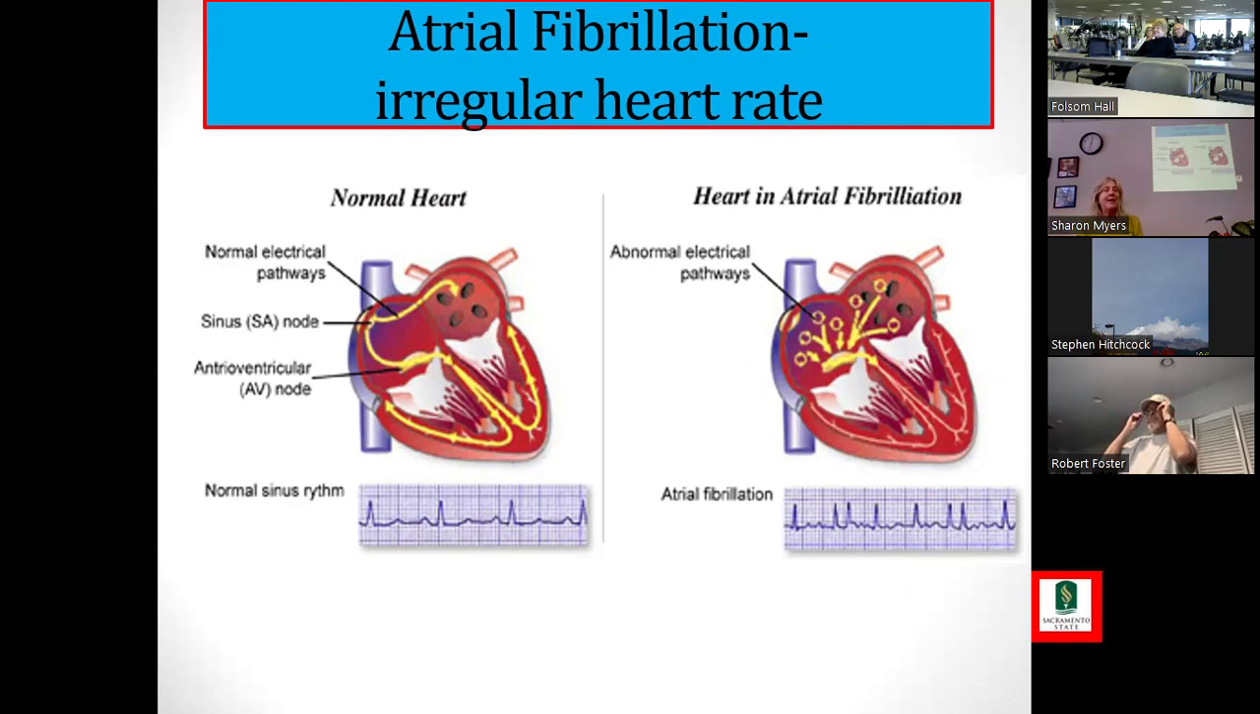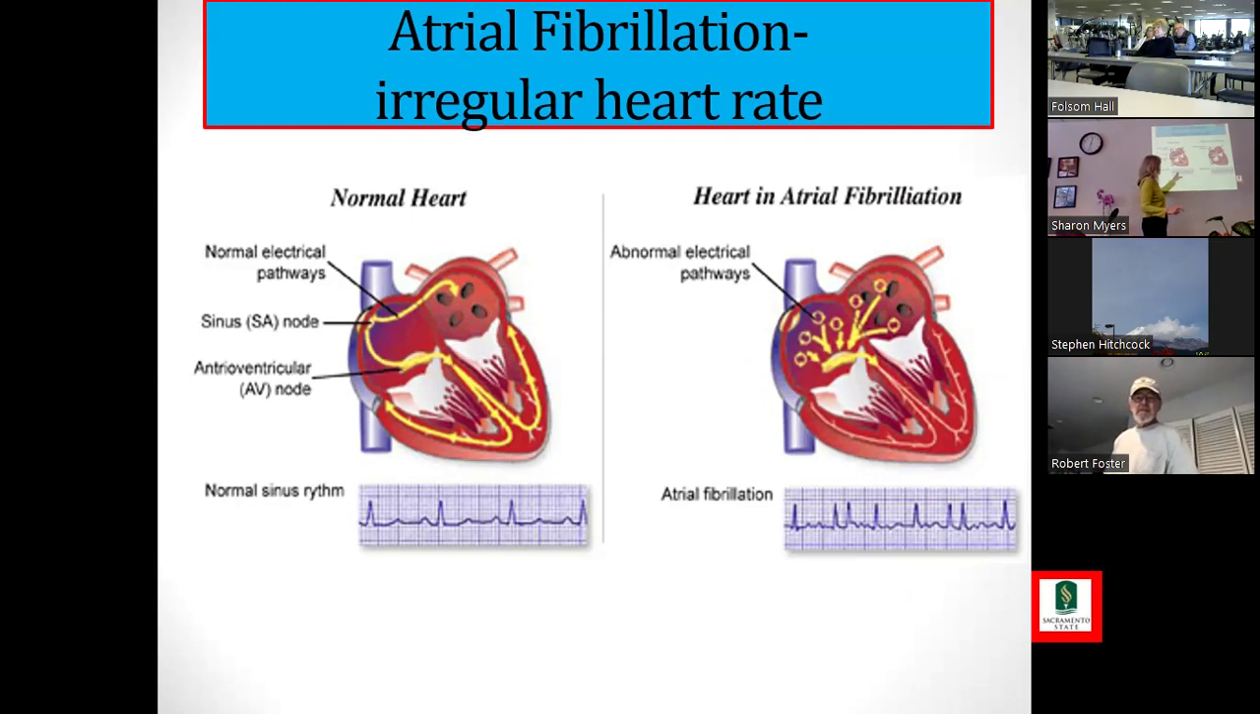What happens is, instead of one spot, the SA node, where the conduction system starts and goes down directly to the AV node, which is what should happen, there's once again an accessory pathway, and it goes firing off to different parts of the atria. So on an EKG, it's really pretty easy to see atrial fibrillation. It's one of the easiest ones to see.